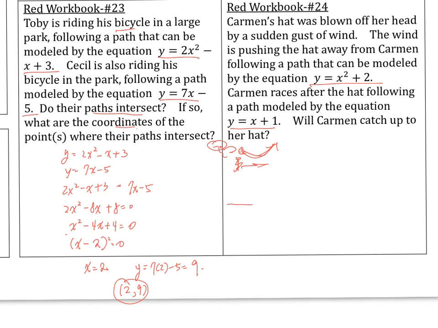So let me first draw a sketch of this graph here. Now, the parent graph is y equals x squared, and I'm going to shift 2 units up. It will intersect the y-axis at (0, 2). And to draw this graph, we have y equals x, and then shift up to the y-intercept of 1. Now, we don't know if these points will eventually cross. Now we need to double check.